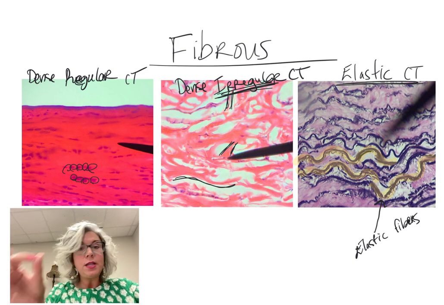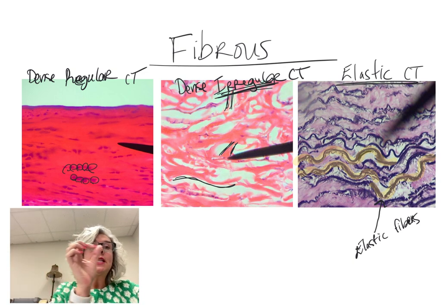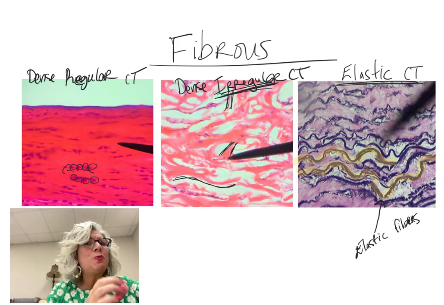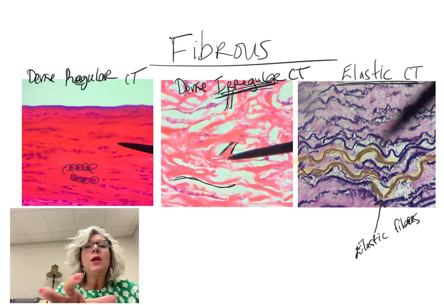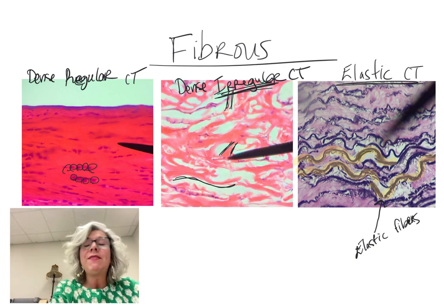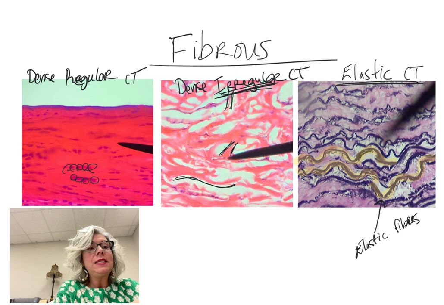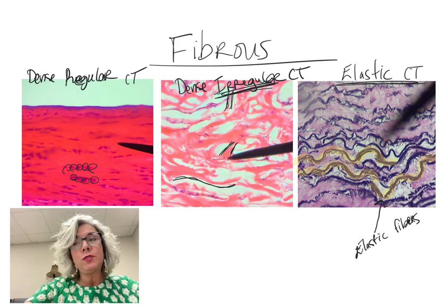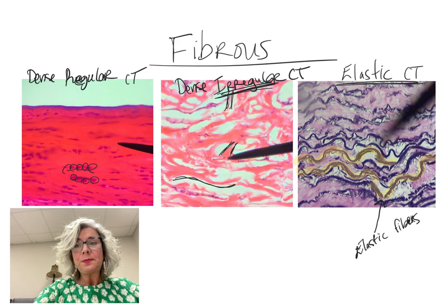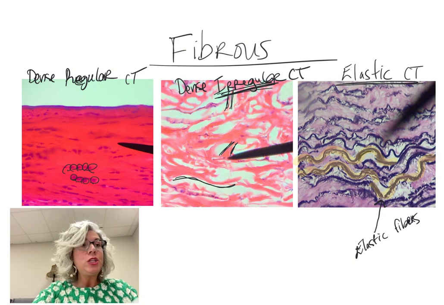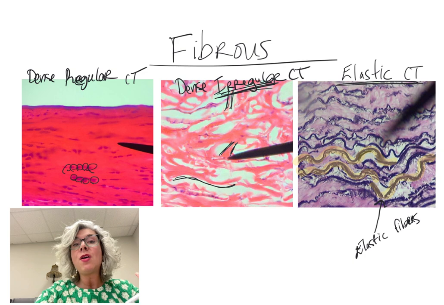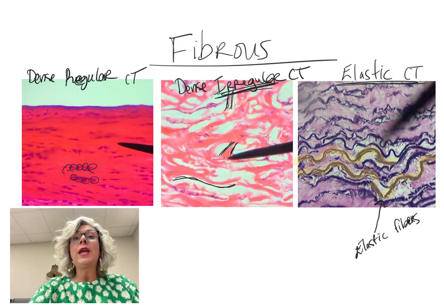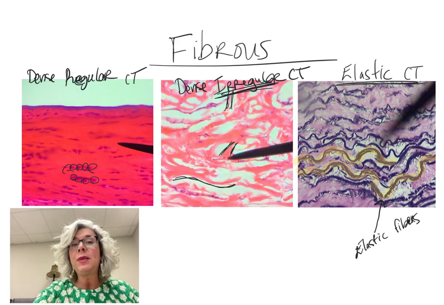Dense regular does not have elastic fibers. Dense irregular, you can find a few sporadic ones intermingled in there, but not near as much as you have in the elastic CT. The elastic CT, you have these elastic fibers running right along with all of those collagen fibers that are there. And this allows flexibility and resilience. The tissue's elastic CT allows these areas to stretch and recoil. So you find them in organs that need to stretch and recoil.